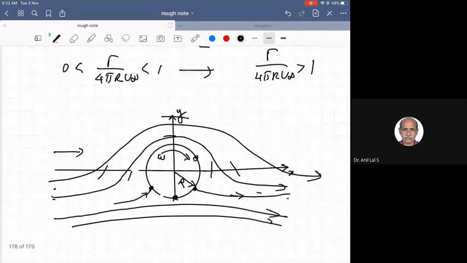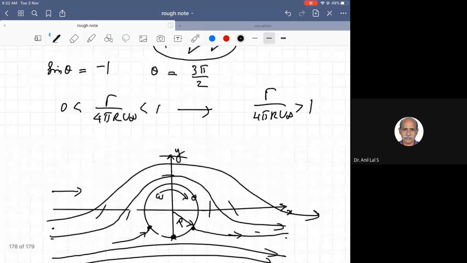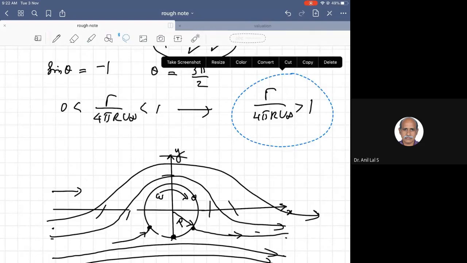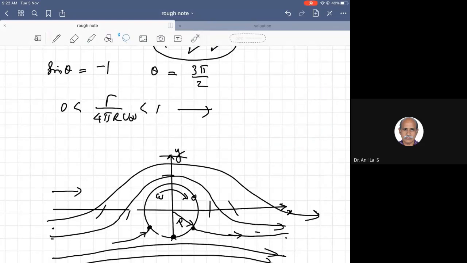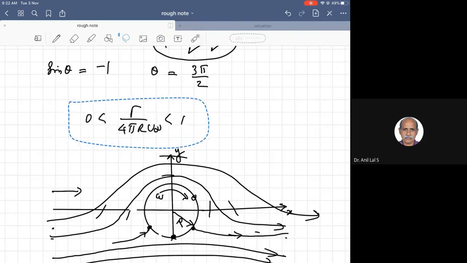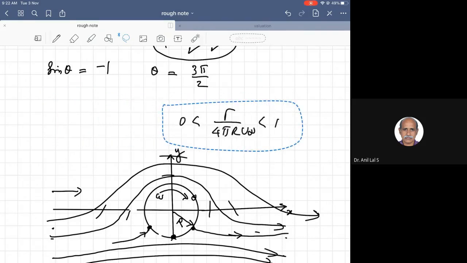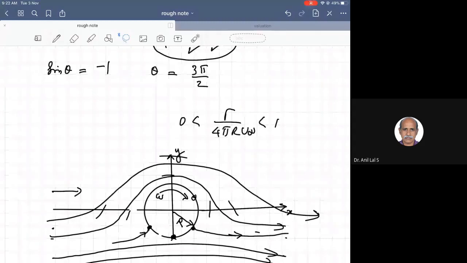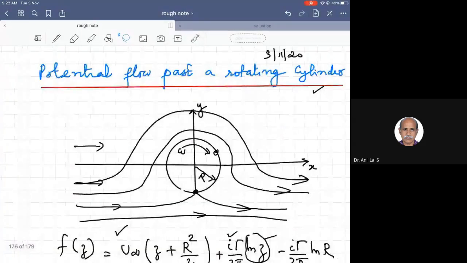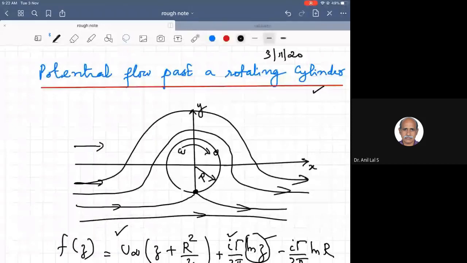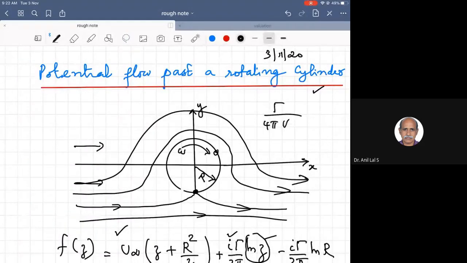So this is the case of this, and this is the case when gamma by 4 pi u infinity r is equal to 1. We'll stop this now.